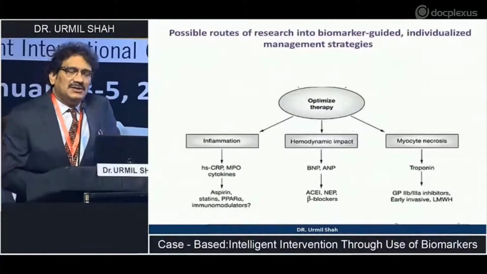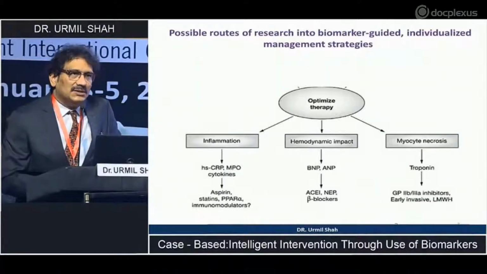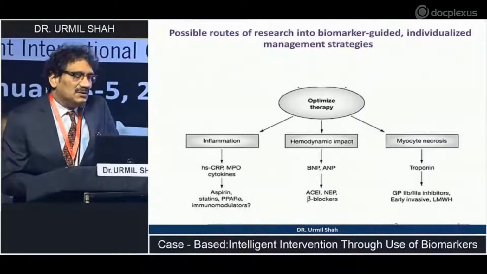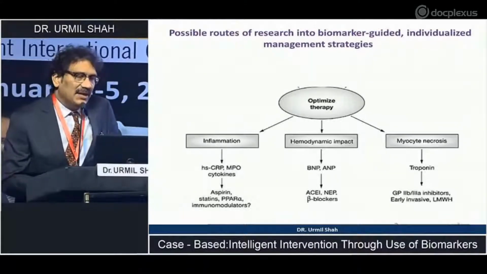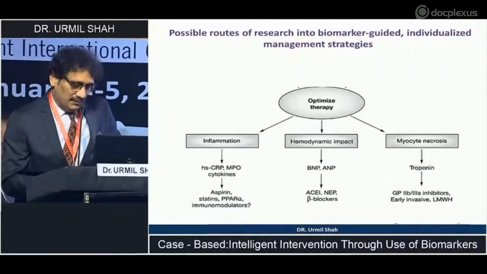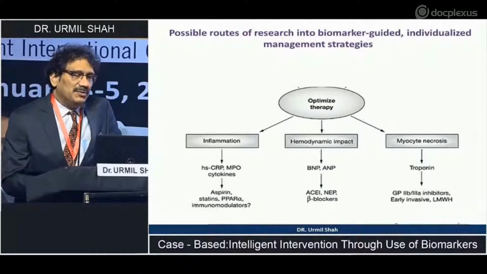When there is a cardiac condition which leads to a myocardial necrosis, it causes an elevation of troponin. When there is a hemodynamic impact, it causes an elevation of BNP. And when there is an inflammation, it can cause elevation of HSCRP. If you know about these markers and use them judiciously, we can optimize the management in most of the patients.